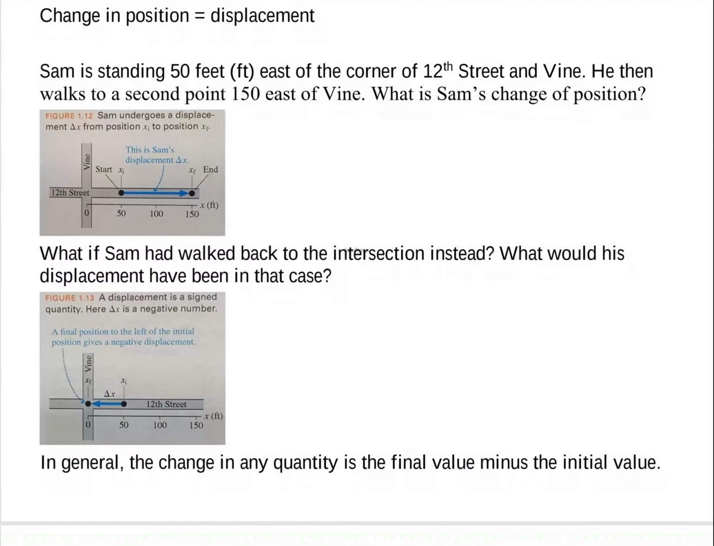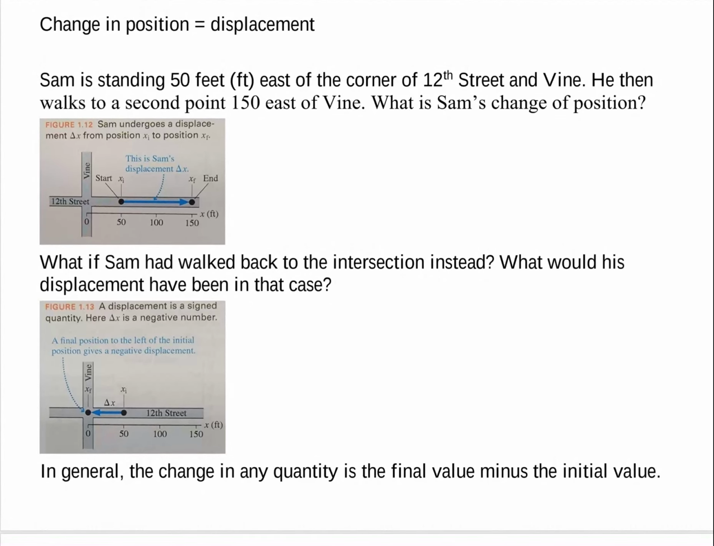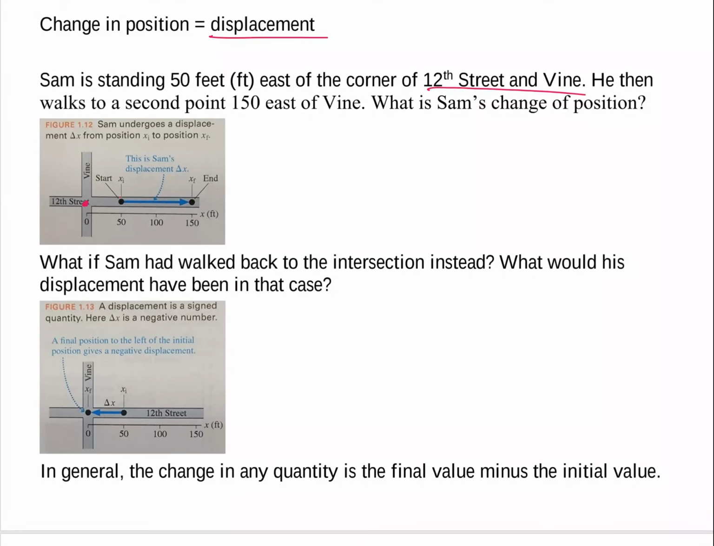Okay, now change in position. The word for change in position is displacement. How far did I go? What was your displacement? We're going to be using that word a ton. So Sam is standing 50 feet east of the corner of 12th Street and Vine. Vine is here, 12th Street is here. The corner of 12th Street and Vine is our origin then. They said 50 feet east of that corner. So we go 50 feet. Here's Sam right there.